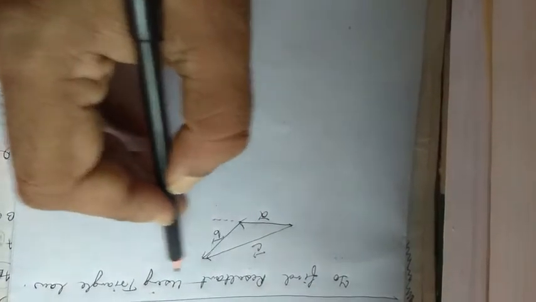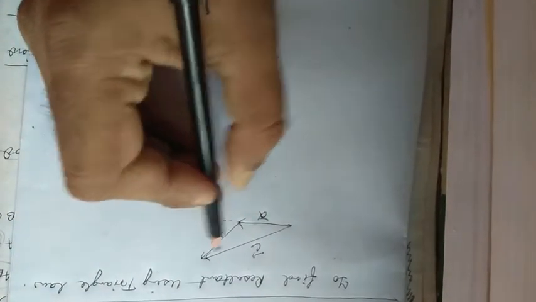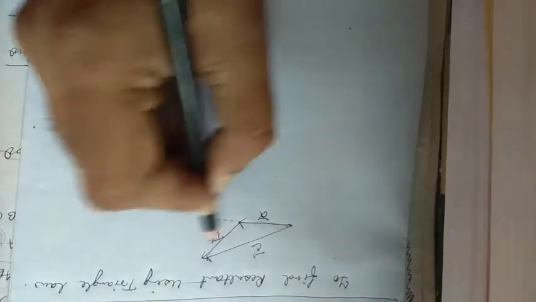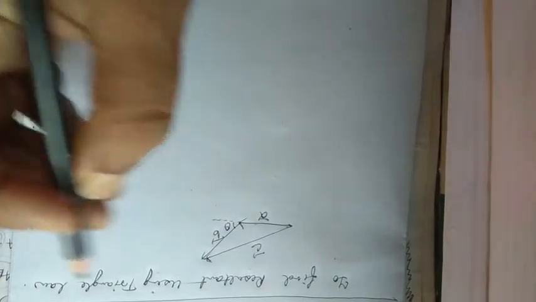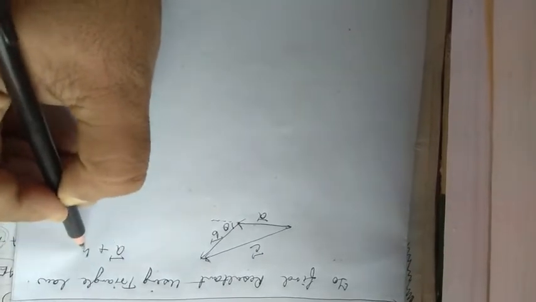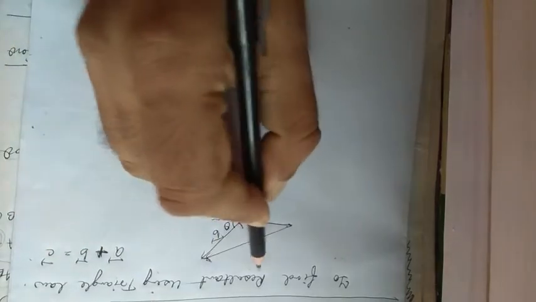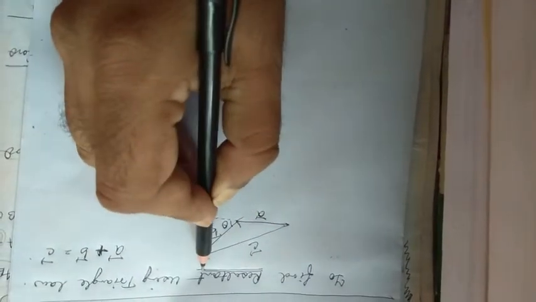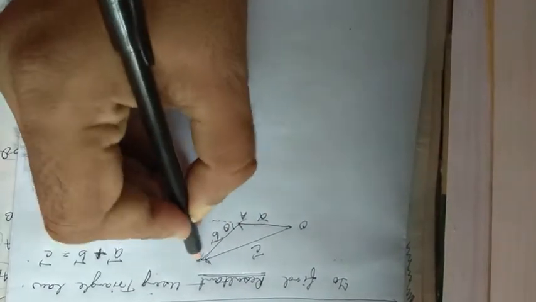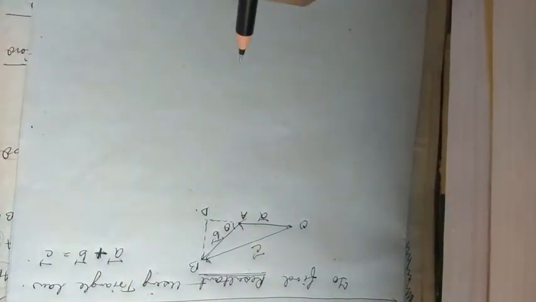Now to find the resultant using the triangle law. So vector A, vector B, and C is the resultant. The angle between A and B is theta. In vector notation we write it like this: vector A plus vector B is equal to vector C. That means this plus sign means to find the resultant. Now we name these points O, A, B, and drop a perpendicular which meets the extended OA at point D.